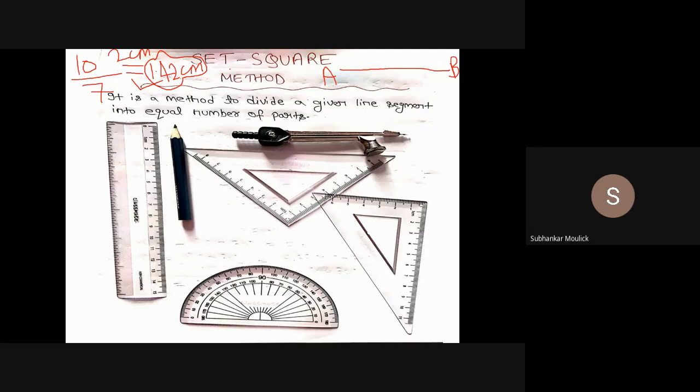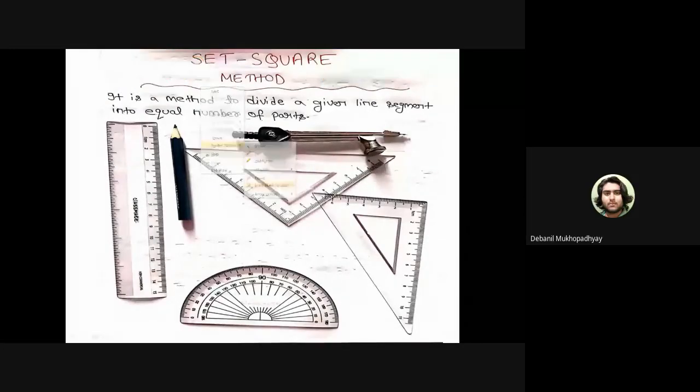Then in that case, you cannot use your normal compass to divide the given line segment into equal number of parts. So always remember, whenever you want to divide any given line segment into equal number of parts, use this set square method. Now the concept is clear why we are using this method. Yes, sir. Okay, so in order to use this method, you need certain instruments.